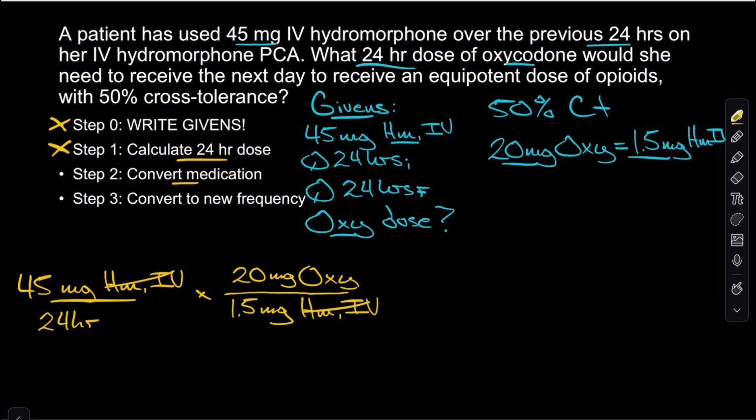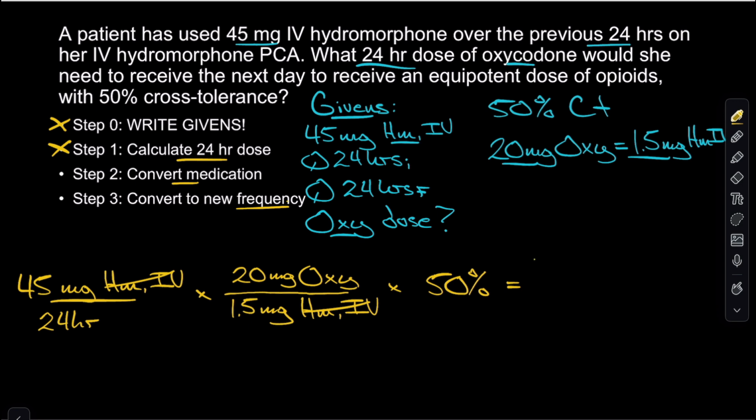So these cancel out. Now we have our total amount of oxycodone every 24 hours, and that's exactly what this question was asking for. So we already have the frequency as well. Now we just need to account for the 50% cross tolerance. So times 50%, we need to reduce our dose by 50% to make sure they're not overly sedated or affected by the side effects, and we can calculate our answer.